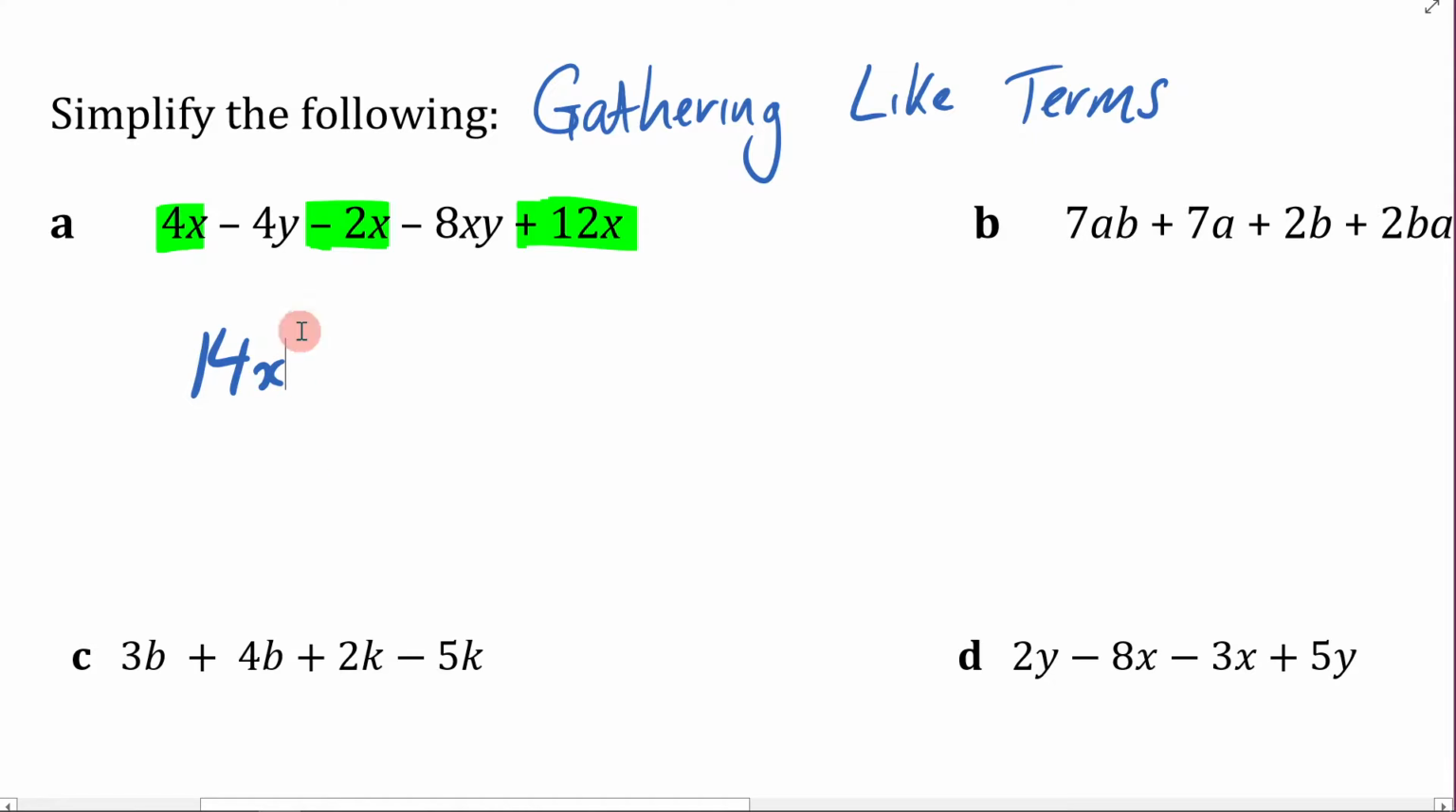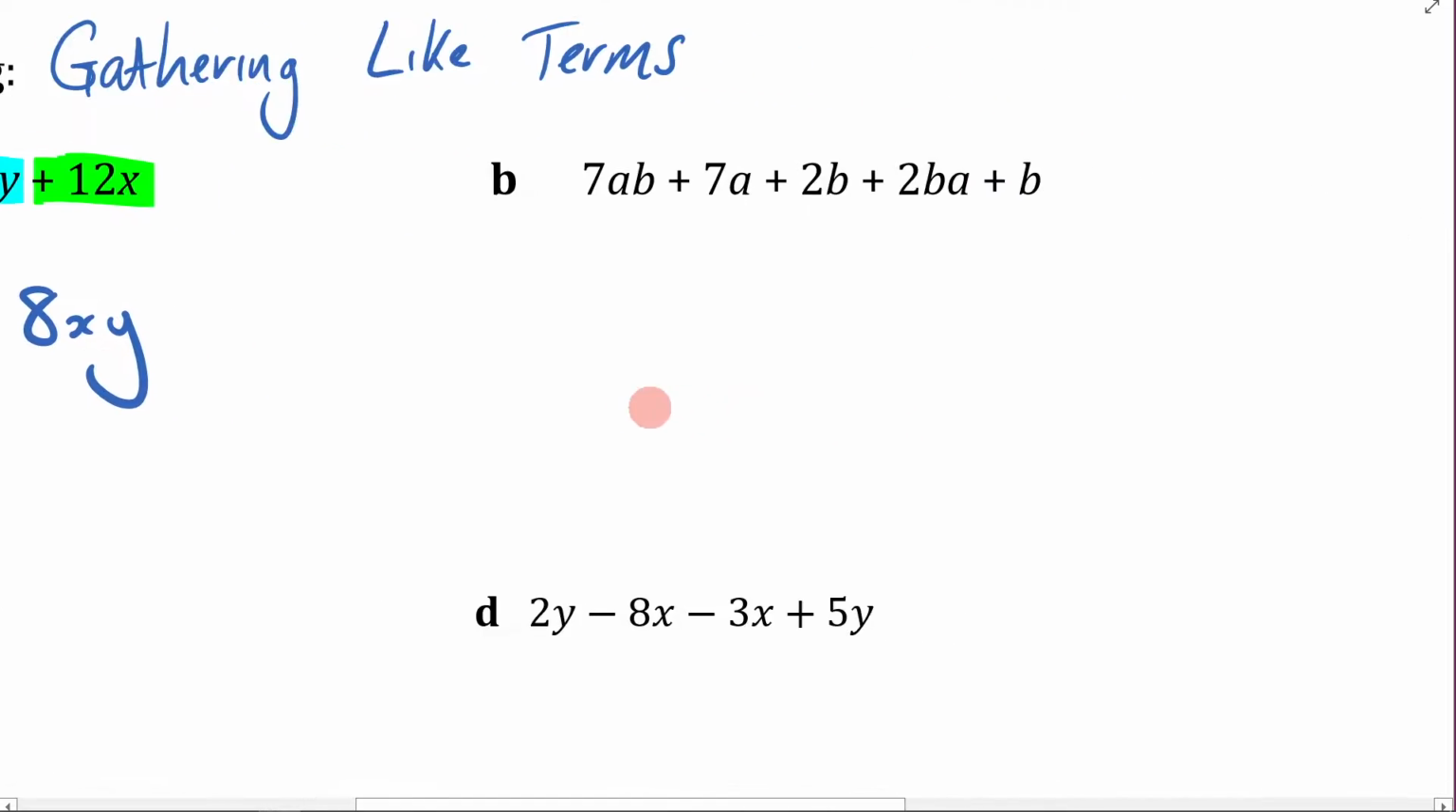And then, do you see how I have negative 4y and I also have minus 8xy? Well, they're not like terms. So that means this is going to become negative 4y minus 8xy, just like that. Because you can't combine them together because they're not like terms. Next one.